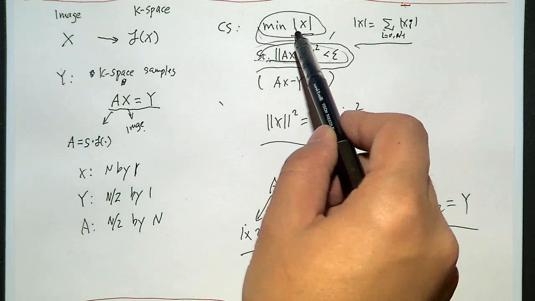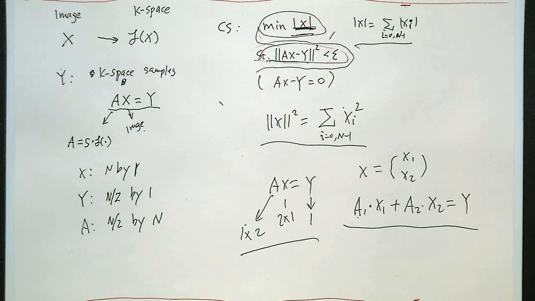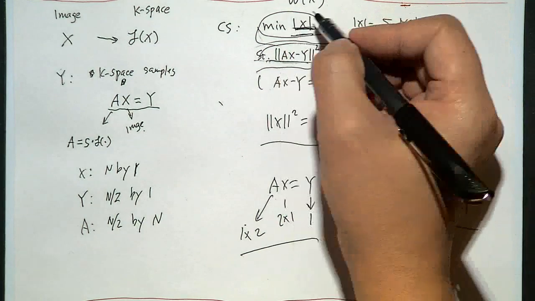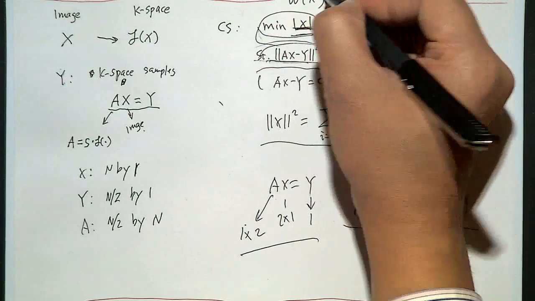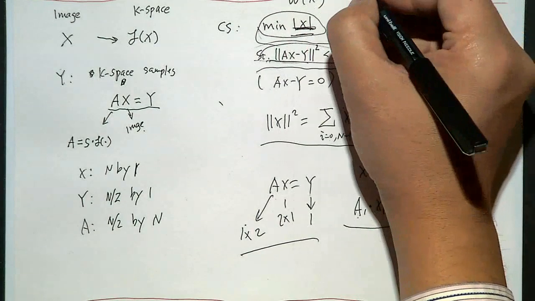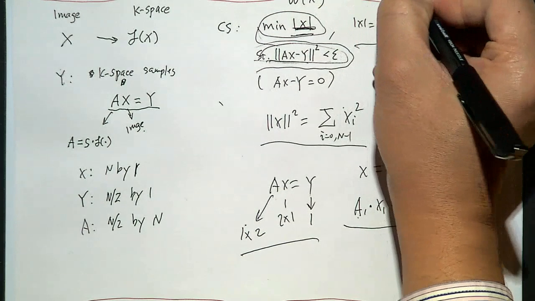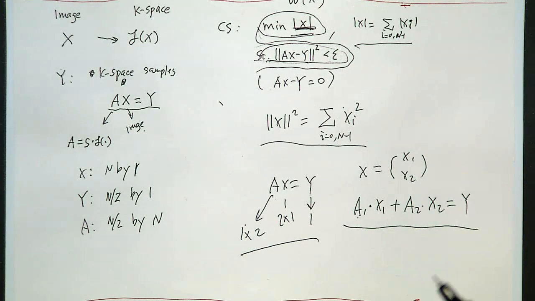Again, in this example, this is only the L1 norm of the image itself, so we're talking about image sparsity in this case. But this term can be the wavelet of X, or it can be the total variation of X. It can be the temporal total variation of X if X is a dynamic series. It can be many other things. So that's why it's such a versatile reconstruction framework.